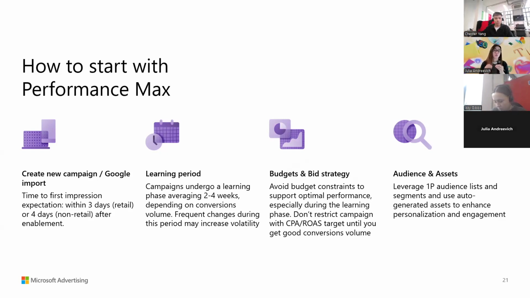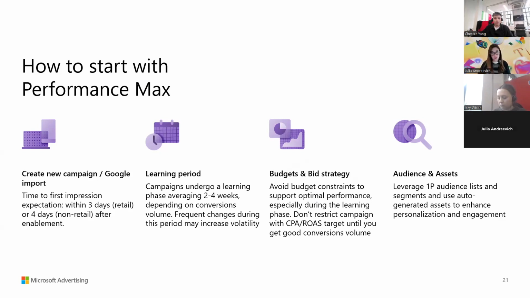Then duration of conversion cycle. So this is the amount of time that it takes for clicks to result in conversion events. So for example, if you are a retailer, for you it might be days or even hours from a click to conversion, click to result in a conversion.